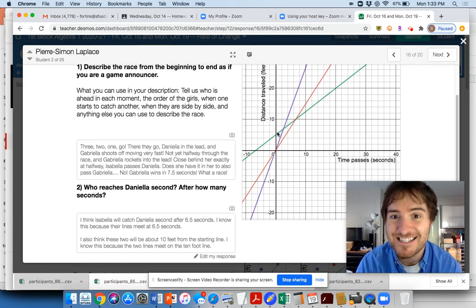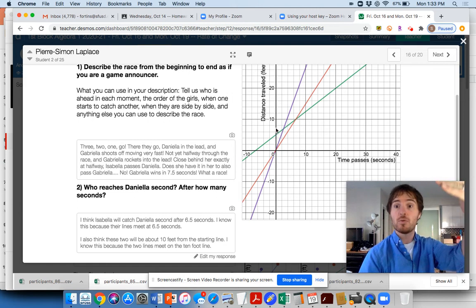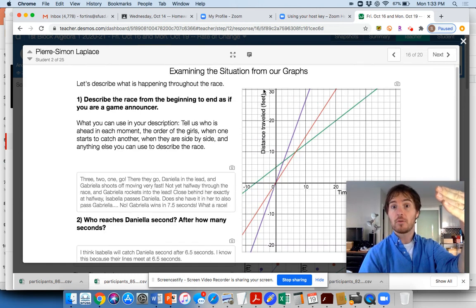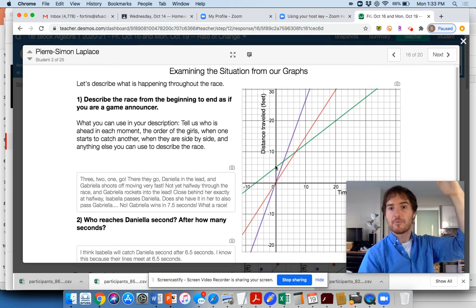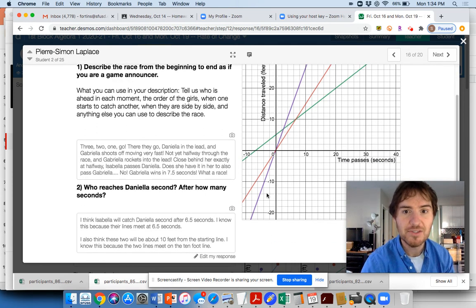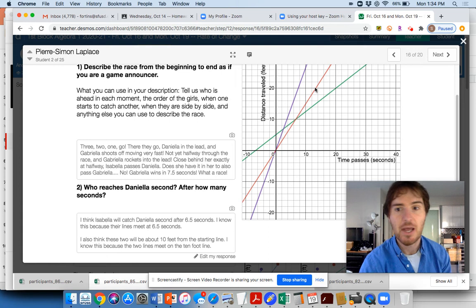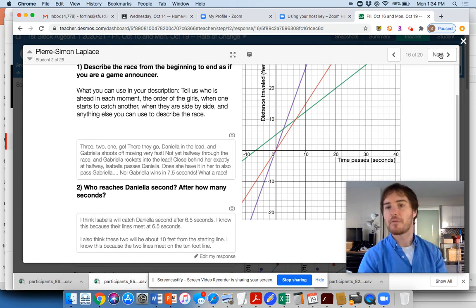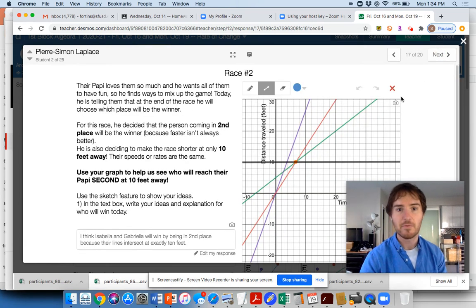Remember, Daniela is in the lead right here because it's above, right? We can see whoever's above is further along. Remember, up, down is our dependent variable. So that's feet. So this is further along in the race. This is behind. And then, boom, we've passed here. Now this is further along. This is behind. For this given input, which is time, the independent variable. So after about 6.5 seconds, right here, boom, Isabella catches Daniela and continues on upward here, okay? Eventually, we're going to learn how to solve for that algebraically, something called solving a system of equations.